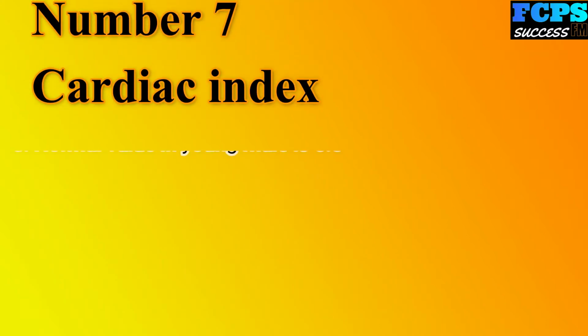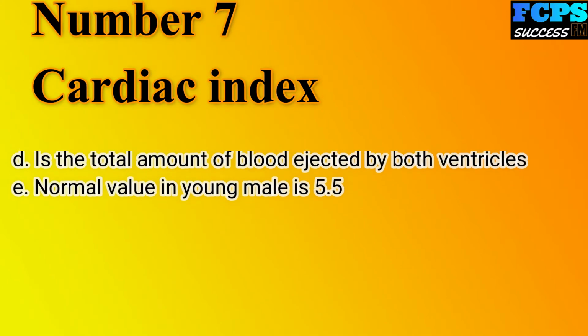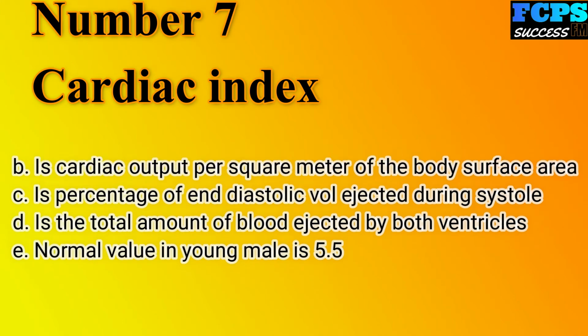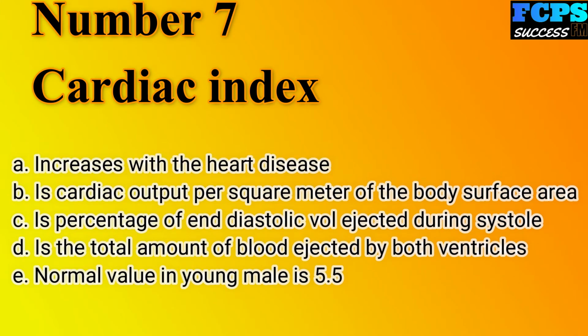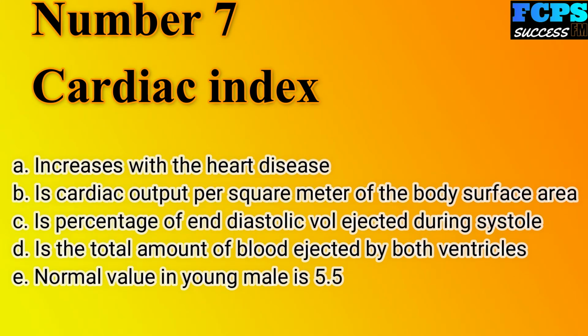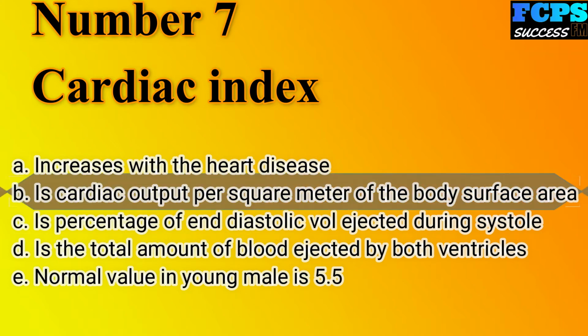Number 7. Cardiac index. A. Increases with the heart disease. B. Is cardiac output per square meter of the body surface area. C. Is percentage of end diastolic volume ejected during systole. D. Is the total amount of blood ejected by both ventricles. E. Normal value in young male is 5.5. Correct is cardiac output per square meter of the body surface area.